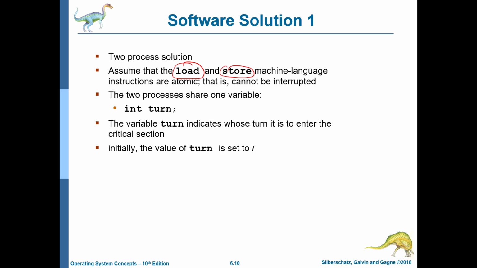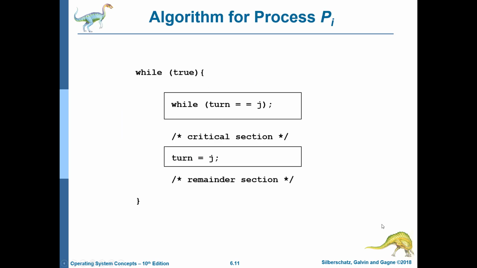And atomic in this case means that from the point of view of all cores, either a load happens or it does not, either a store happens or it does not, right? And it appears to happen instantaneously. Let two processes share a variable turn, and the variable turn would indicate who is going to enter the critical section. So let's take a look at the code.